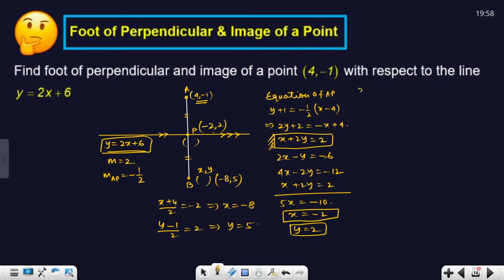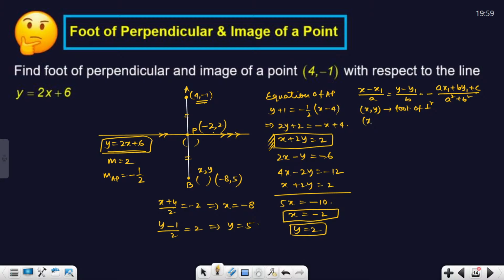What was the formula? I'm writing it here. (x - x1)/a = (y - y1)/b equals minus (ax1 + by1 + c) divided by a squared plus b squared. Now, what is x and y? Just now I said this is my foot of the perpendicular. This is what we are going to find out.